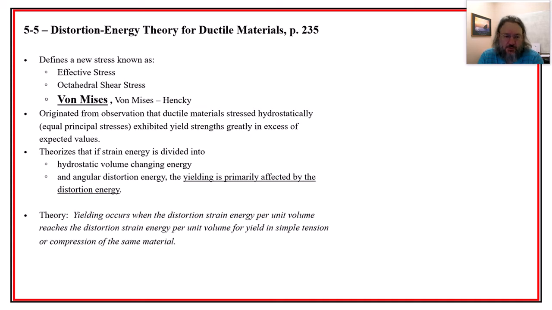All right, so this is the theory that yielding occurs when the distortion strain energy per unit volume reaches the distortion strain energy per unit volume for yield in simple tension or compression of the same material. All right, so what did that just say? The answer is apples to apples. We're going to find the distortion energy in our regular stress state and equate it to the distortion energy that occurs inside a pull test, which is where the yield stress comes from. So we get the yield stress from a pull test, find the distortion energy there, and equate it to the distortion energy in a generic stress state.